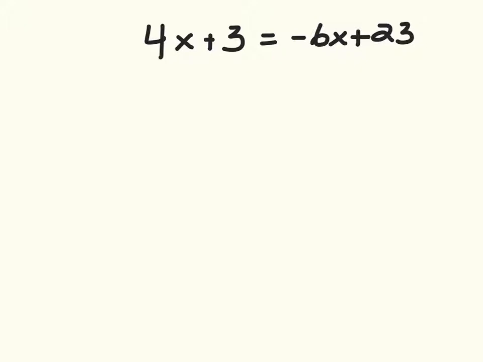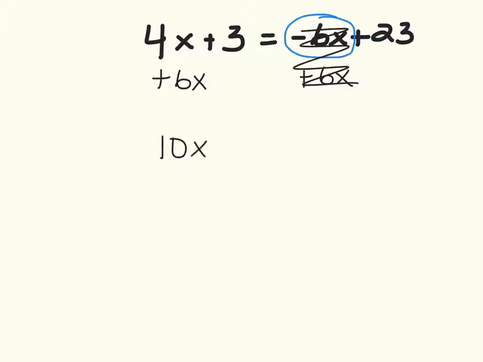All right, let's do it. Did you notice that says negative 6x? The opposite of negative 6x is a positive 6x. So we're going to do positive 6x on both sides. Those go away. 4x plus 6x is 10x. And then I make sure to rewrite my problem. 10x plus 3 equals 23.